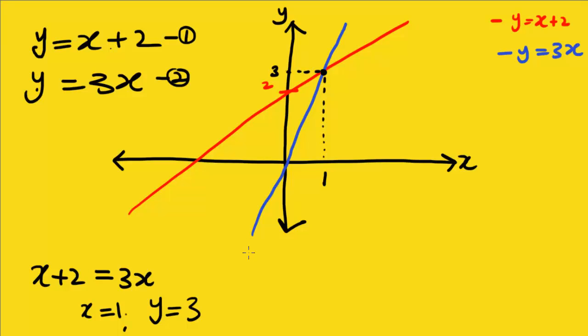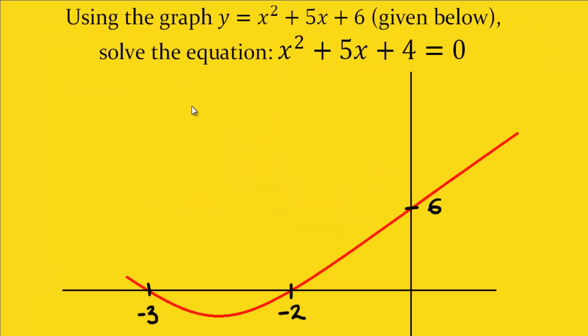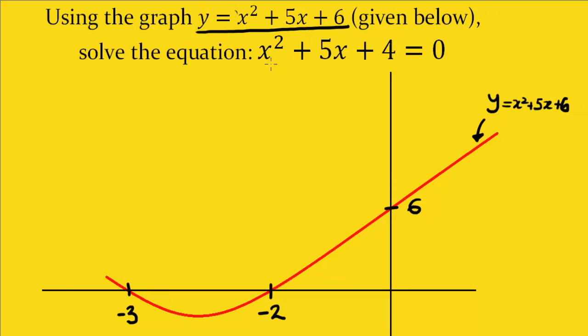But I'm now going to apply this concept to the question I posed. So now back to the question. In this question, we've been given a graph. We've been given this graph, y equals x squared plus 5x plus 6. So this red line represents the graph y equals x squared plus 5x plus 6. And you also solve this equation, which is a quadratic equation.